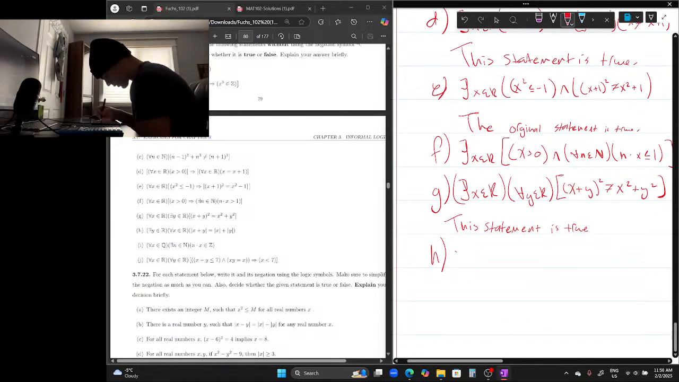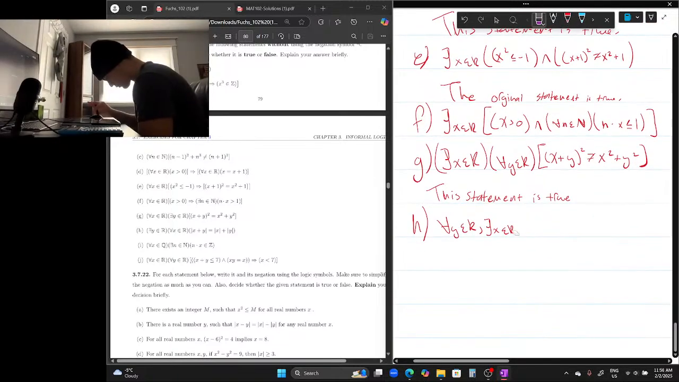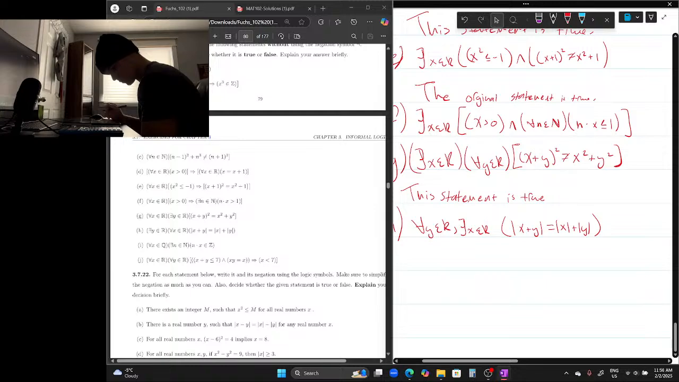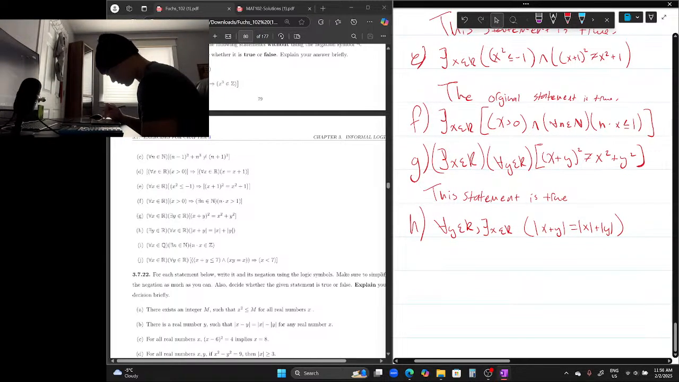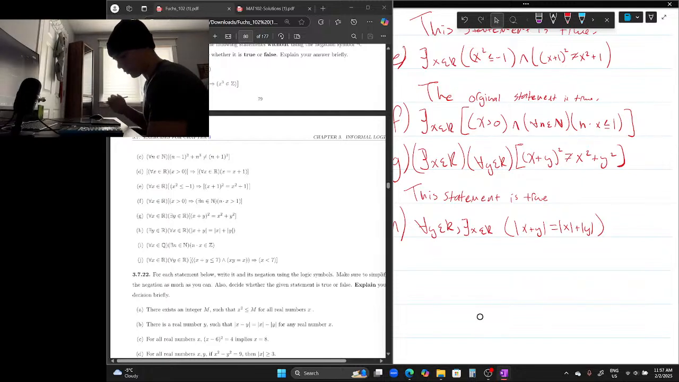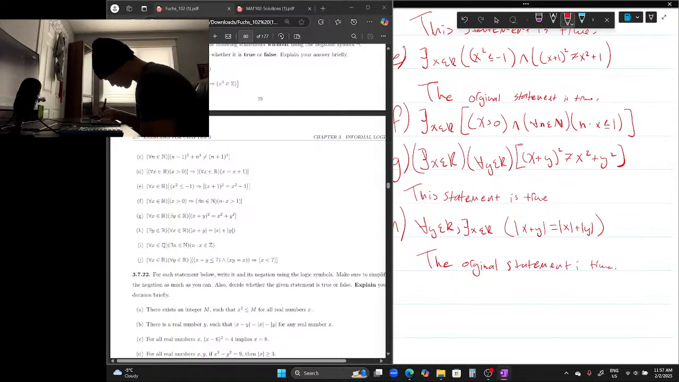H, for all Y in R. For this statement, there is a y in R. This is true just while y is equal to R. And then the negation will also be true.